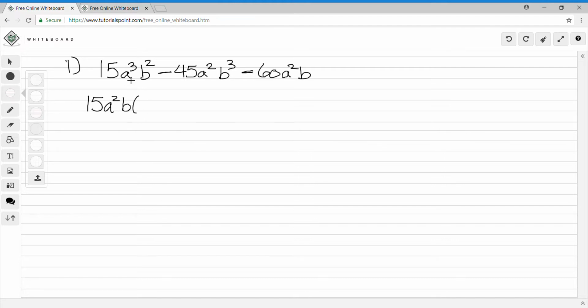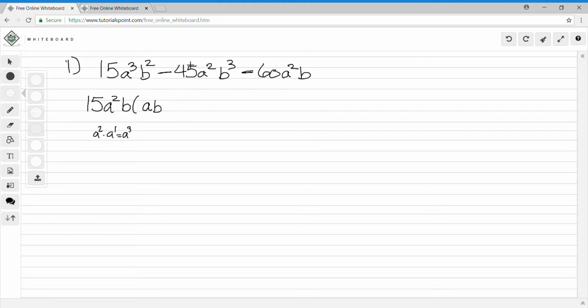So now we have 15a squared times b, and I want to get 15a cubed times b squared. What do I have to multiply to get a cubed and b squared, because we already have the 15? All I need is an a, because remember, when you're multiplying exponents, you're really adding. So a squared times a to the 1 is a cubed. That's why it's just a. Now what about b? We have a b here, so we just need an extra b.